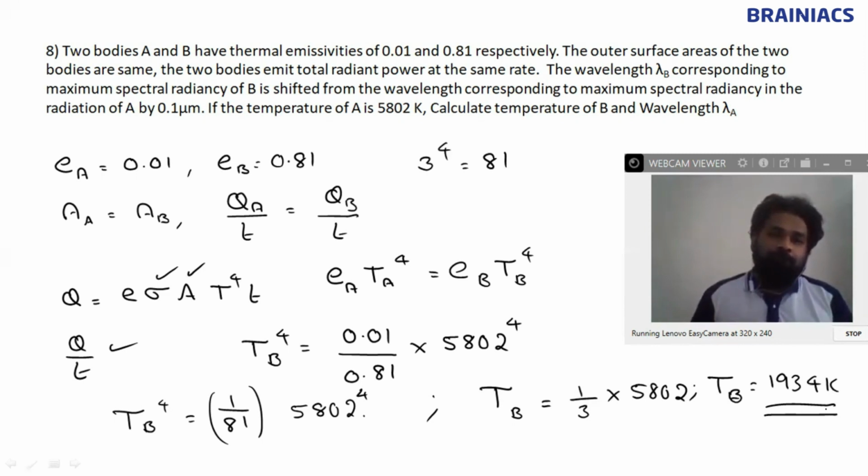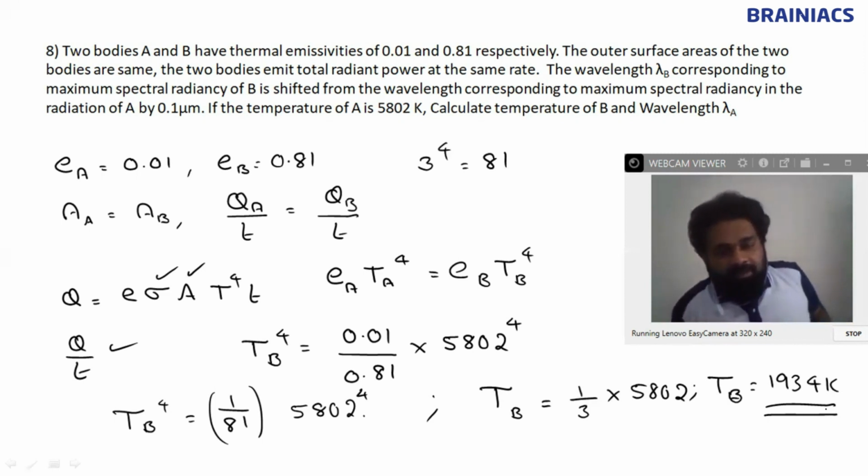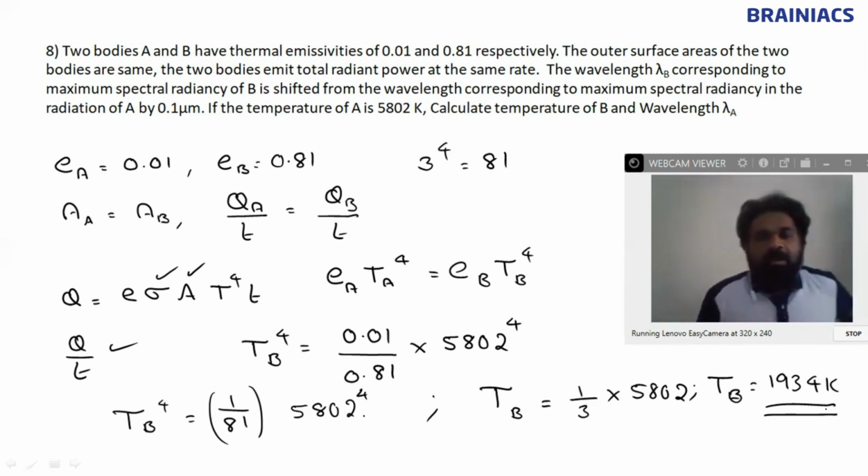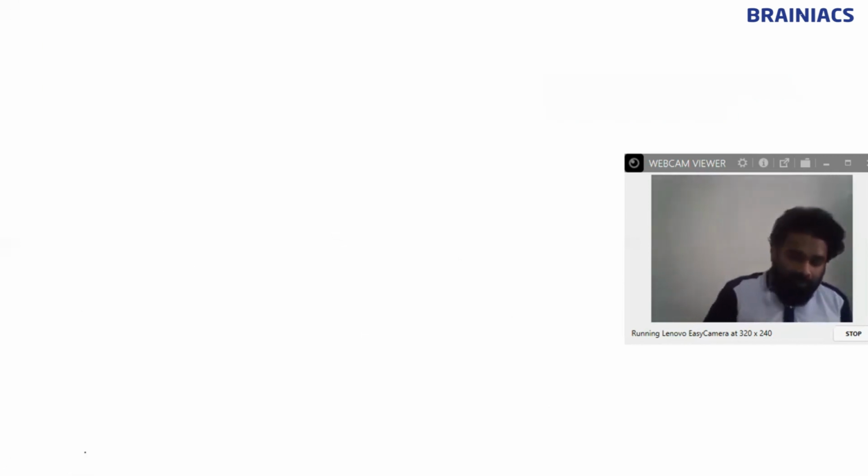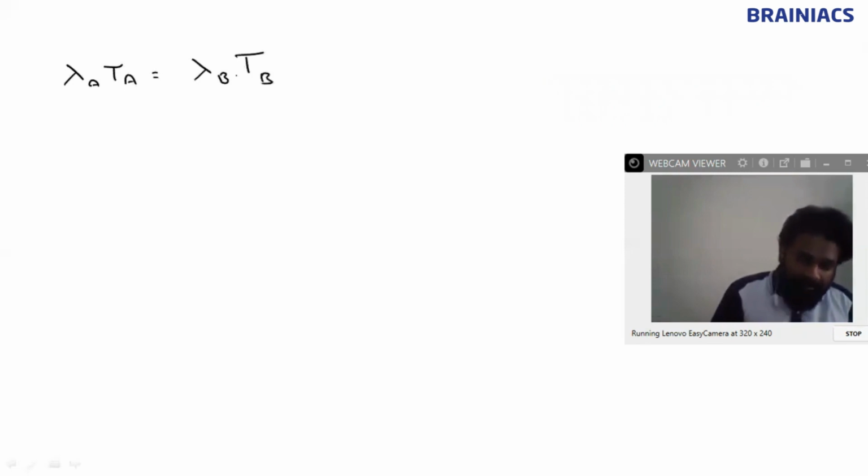They have given that the radiant power is same and area is same, so QA by T is also same. The only thing which is different is emissivity and the temperature of the body, and their product is also same. So we found temperature B. Now we need to find the wavelength lambda A. So lambda A into TA is equal to lambda B into TB.